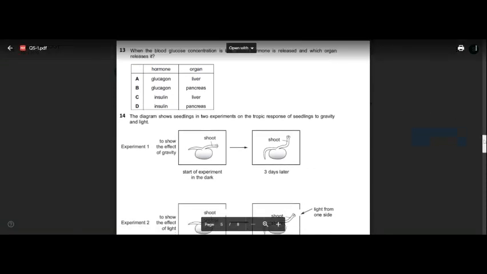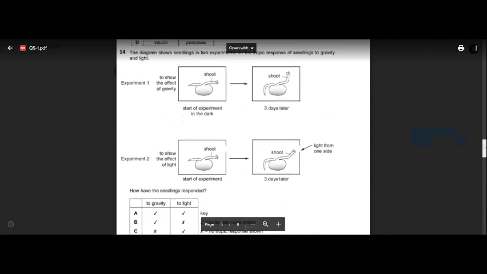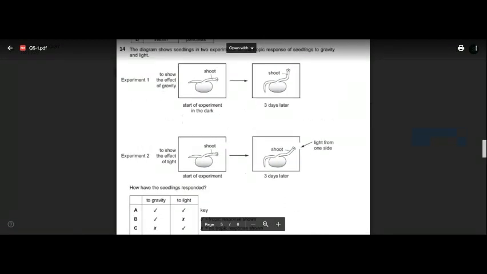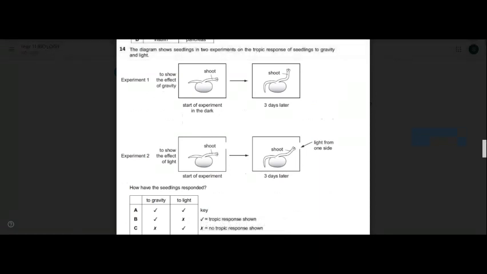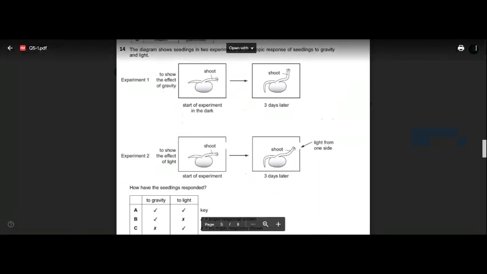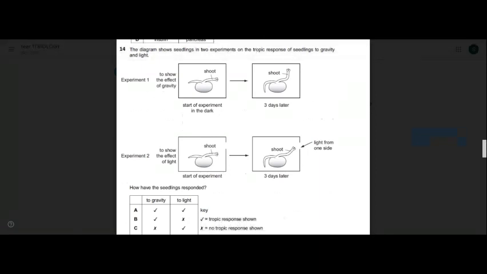Well, now we go to question number 14. I try to make answering this question a bit faster. The file becomes bulky. It will be harder to upload on the site. The diagram shows seedling lengths in two experiments on the tropic response of the seedlings to gravity and light.